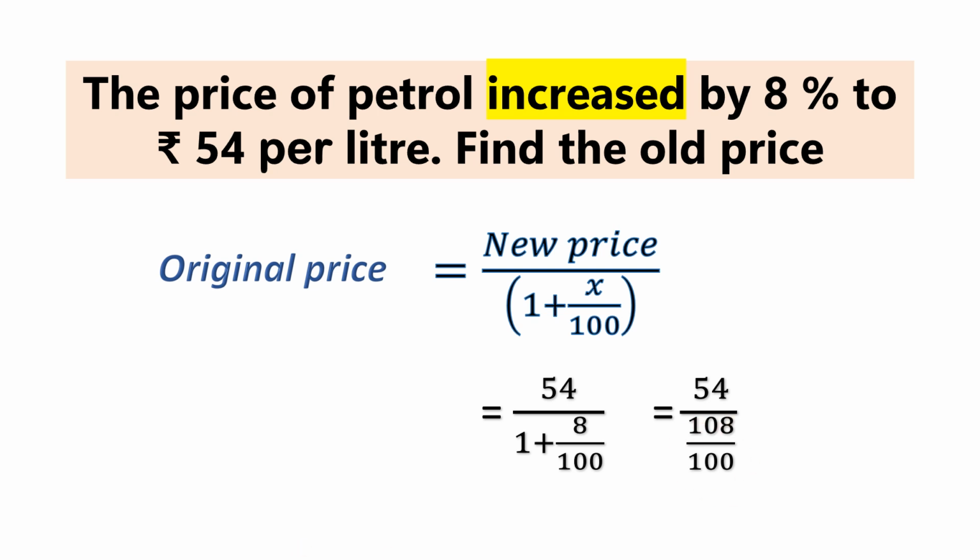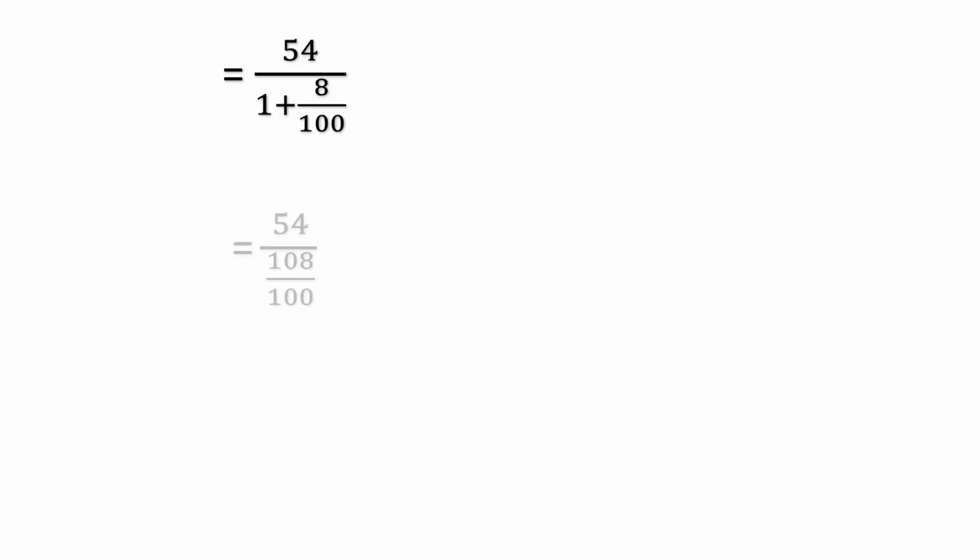Now what we will do, we'll do the reciprocal. So 54 is kept as it is, the numerator, and 108 by 100 that we have calculated by adding this will be made to its reciprocal. So 108 by 100 becomes 100 by 108, and then comes the cancellation part. 108 and 54 can be cancelled with 9. 9 times 6 is 54, 9 times 12 is 108. Again, these two can be cancelled. So 6 times 1 is 6, 6 times 2 is 12.